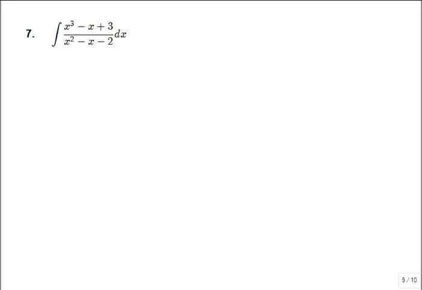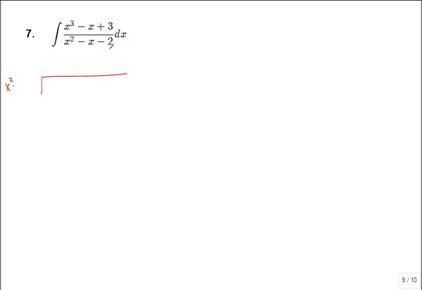And we have to use long division as opposed to synthetic division because what we're dividing by here is a quadratic function, not a linear function. Synthetic division only works when you're dividing by linear functions. So how do we do long division again? Well, we're dividing by this denominator.